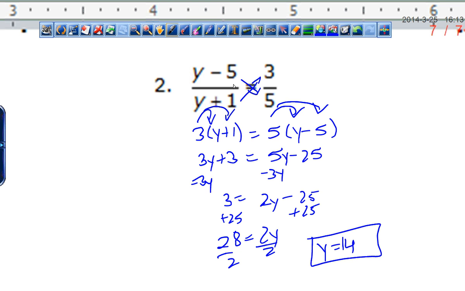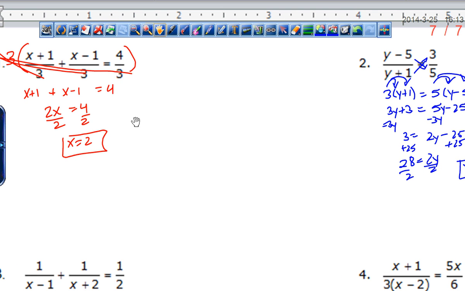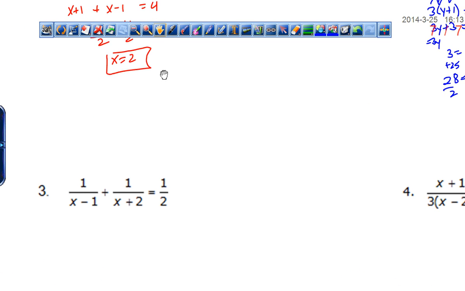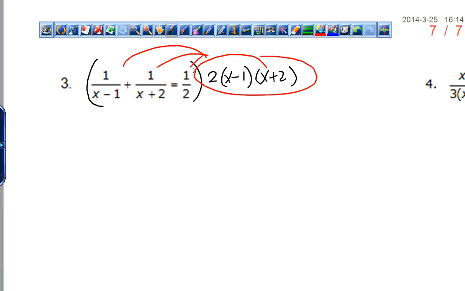Okay, so if you have two terms, one on each side of the equal sign, cross multiply. If you have a common denominator, like on number 1, just multiply by that common denominator. But if you have 3 different denominators, then you're going to have to multiply by all 3 of them. So 2, x minus 1, and x plus 2. We basically just pick whatever's in the denominator without repeating and multiply by all of them. So all this is going on the top here, top here, top there. So write small.